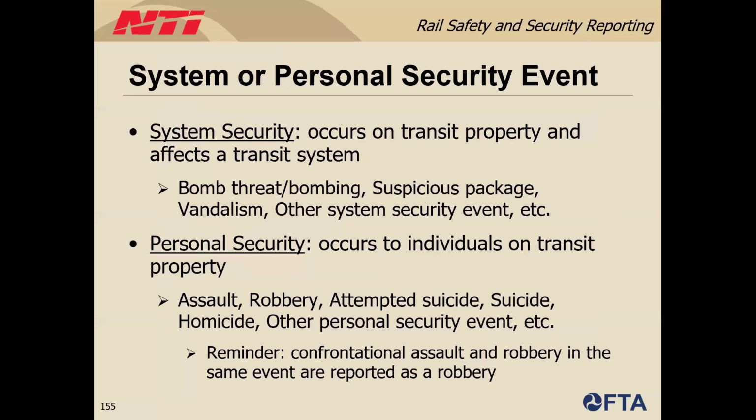There are two categories of security events on screen 1. System security or personal security events, which must meet one or more of the following thresholds. System security events occur on transit property and affect the transit system as a whole. Personal security events happen to individuals on transit property or those boarding or alighting a transit vehicle. This is where you would report suicides or attempted suicides that did not involve impact with a transit vehicle. As a reminder, a confrontational assault and robbery at the same time and place are reported as a robbery.